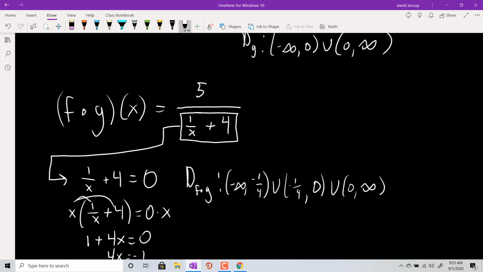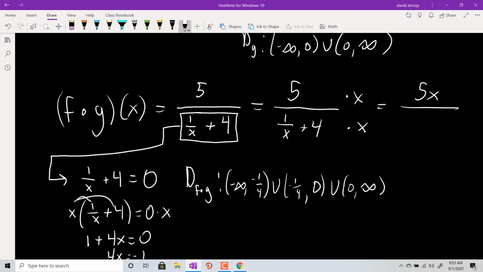Okay, now we're ready to kind of simplify it. To simplify it, you want to get rid of complex fractions. So remember from algebra, a complex fraction is where you have something like 3 over 2 plus x over 7 plus x over 5 plus x. We don't like that. So we're going to multiply top and bottom by x, and that'll get rid of that fraction in the denominator. So I'll multiply the top by x and the bottom by x. On the top I'll have 5x, and on the bottom I have to distribute, so I'll have x times 1 over x is 1, and then 4 times x is 4x.